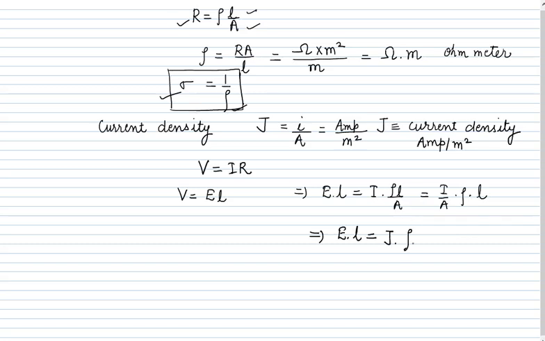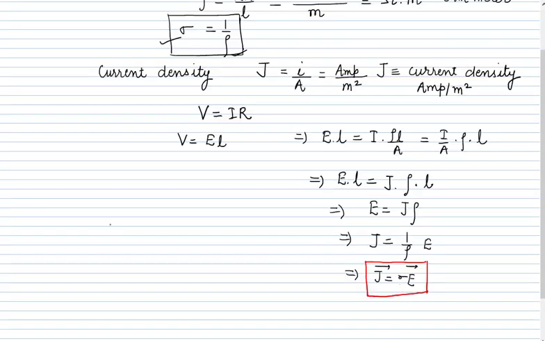So what we have? E multiplied with L is equal to I upon A is the current density, then rho is the resistivity and length. So L cancels out from both the sides, and we have this equation as E is equal to J rho. Or if you calculate the current density J, it comes out to be 1 upon rho multiplied with the electric field E. What is 1 upon rho? The inverse of resistivity is always conductivity. So J is equal to sigma E is our second form of Ohm's law.